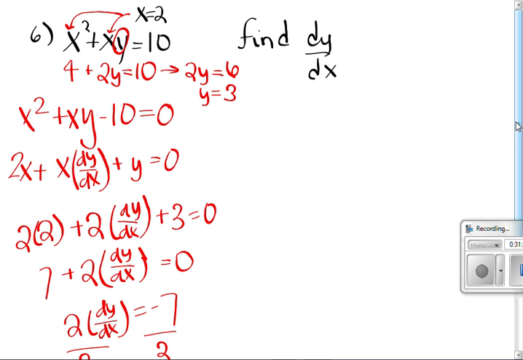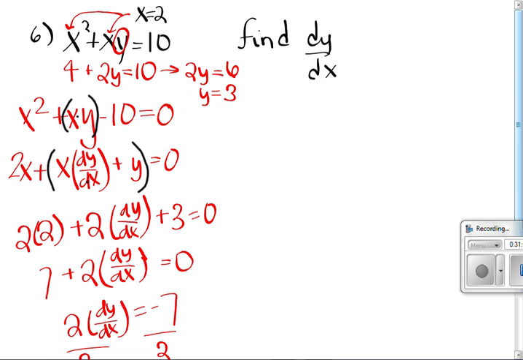Okay, she brought the 10 over. She didn't have to, but she did. And then she takes the derivative, 2x. Then you have to do the product rule on x times y. So it's x times the derivative of y with respect to x plus y times the derivative of x with respect to x. The derivative of 10 is 0. And then I said, go ahead and put in 2.